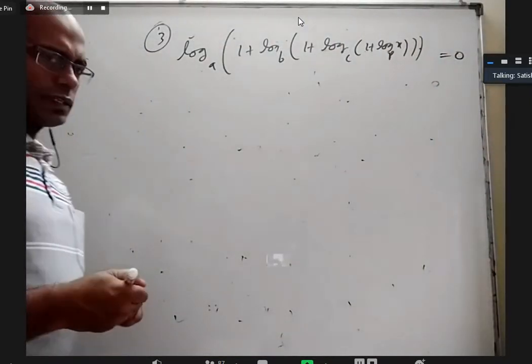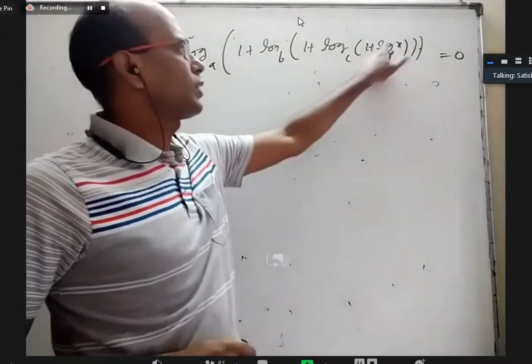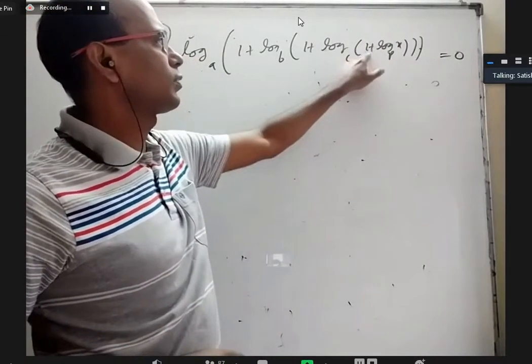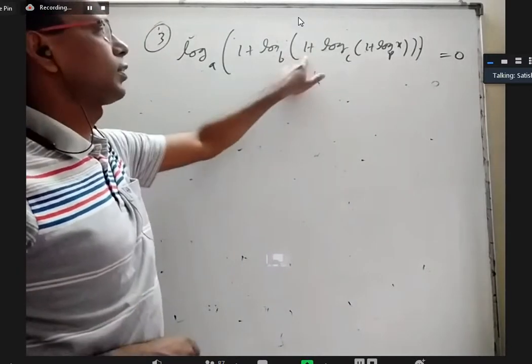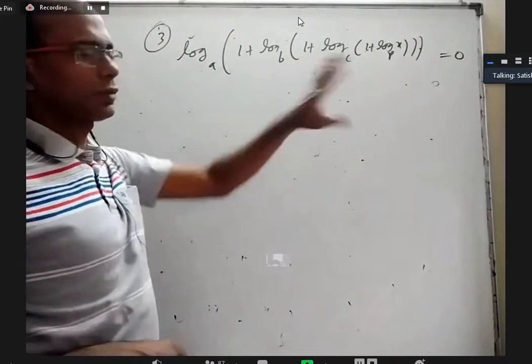I think you can easily say why 1 is the answer. When you put 1, this is 0. 1 plus 0 is 1. Again, log 1 is 0. 1 plus 0 is 1. Again, log 1 is 0. We'll get 1 plus 0, 1. Again, log 1 is 0.